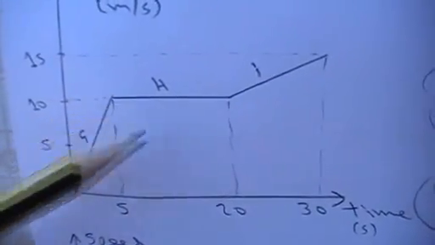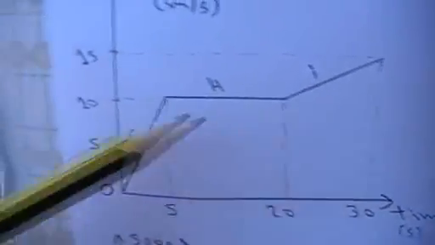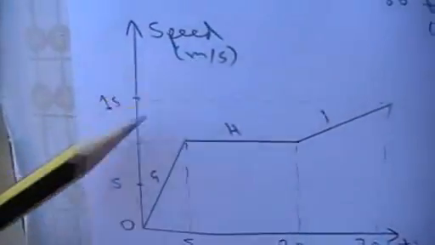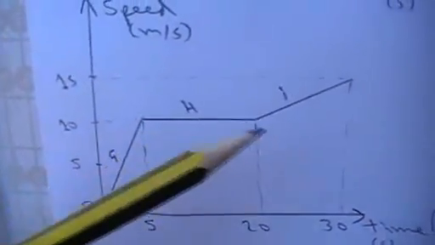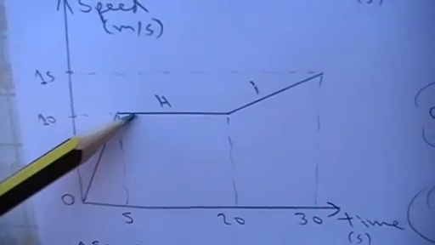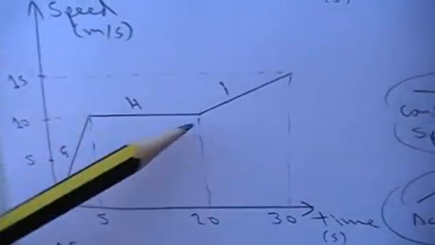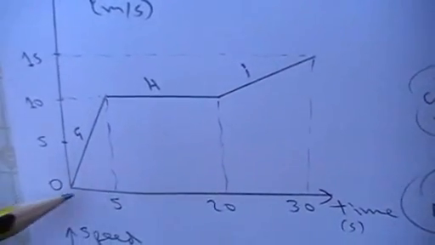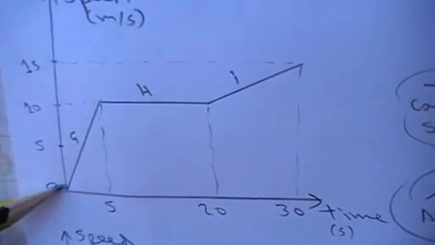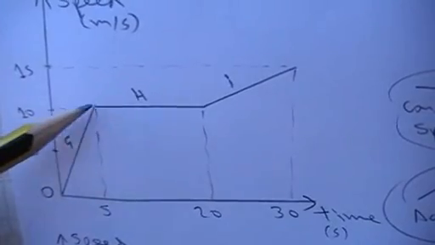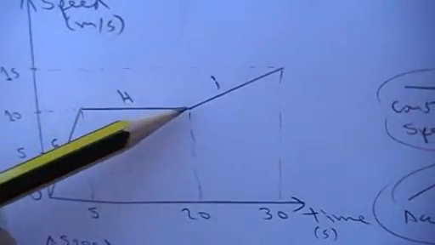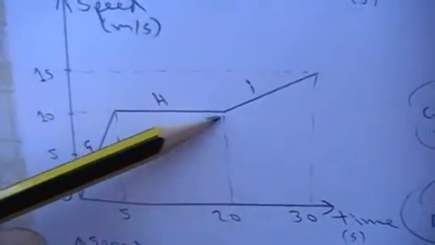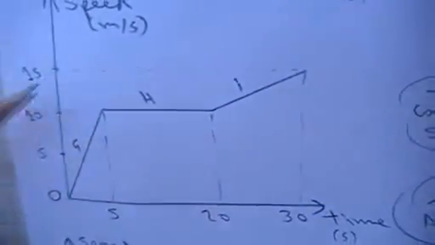When you get to H, time is ticking along, but your speed of 10 metres per second isn't changing. So you're not stopped, you're travelling at the same steady speed, and then here you accelerate more. So in this graph you accelerate from 0 to 10 metres per second, then travel at 10 metres per second, then go from 10 metres per second to 15 metres per second.